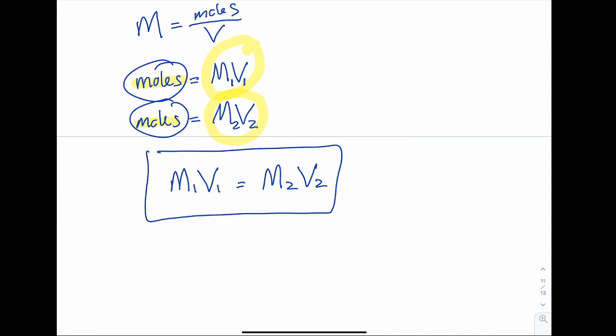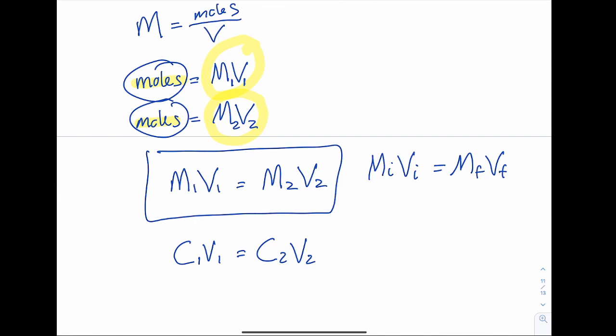Sometimes, if you've had this before, you might have seen I's for initial instead of 1s. Oops, that's supposed to be a V. And then you might have seen F's for final instead of 2s. It's the same thing. So our original concentration times our original volume is equal to our new concentration times our new volume. And then also sometimes instead of an M, it'll actually be a C for concentration, sometimes with the 1s and the 2s, sometimes with the I's and the F's. It's the same thing, it's just that this is concentration instead of volume.